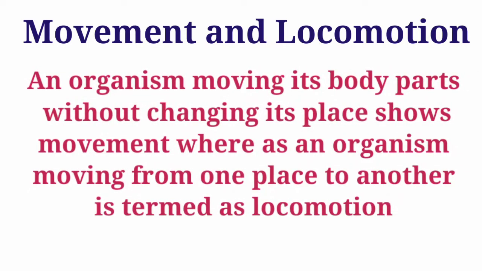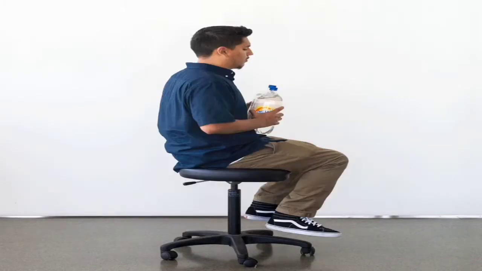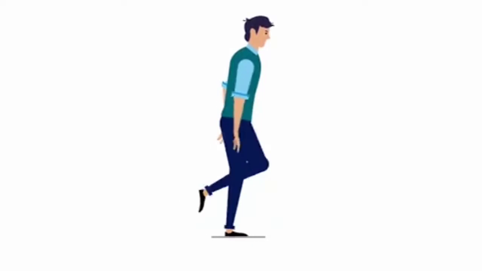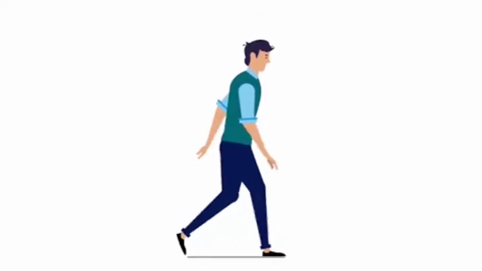Movement and locomotion. An organism moving its body parts without changing its place shows movement, whereas an organism moving from one place to another is termed as locomotion. Sit in a place and rotate your arms. This is considered as movement. But when you shift from your place, when you change your place, then this is known as locomotion.